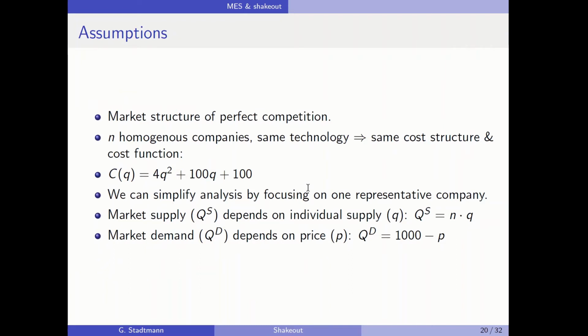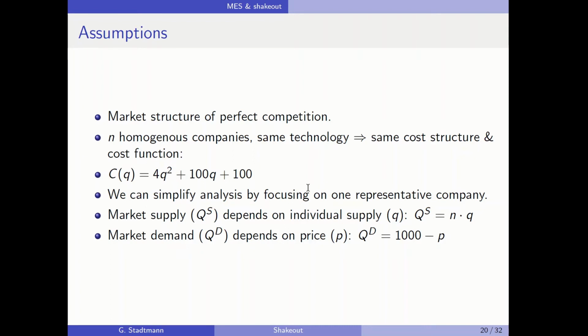We are looking at the market structure of perfect competition. There are n homogeneous companies. They use the same technology so that all the firms have the same cost structure and the same cost function, which is given there. We can simplify our analysis by focusing on one representative company because all the companies are producing with the same technology and have the same cost structure.